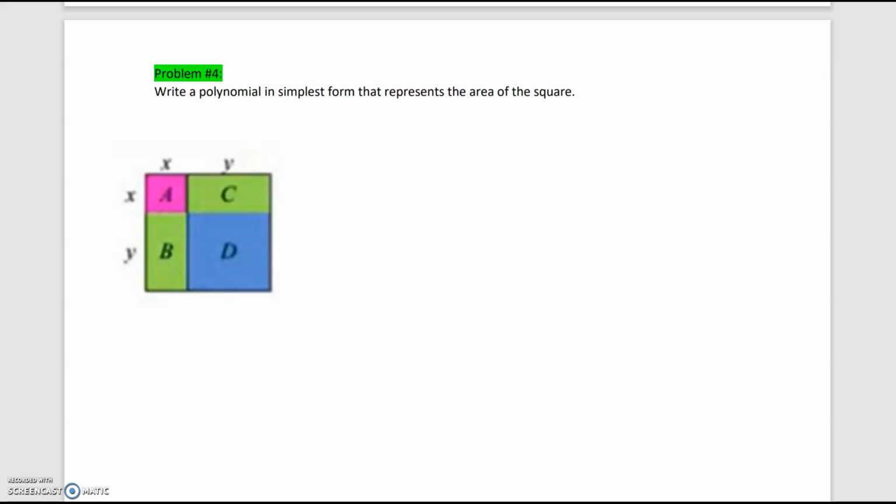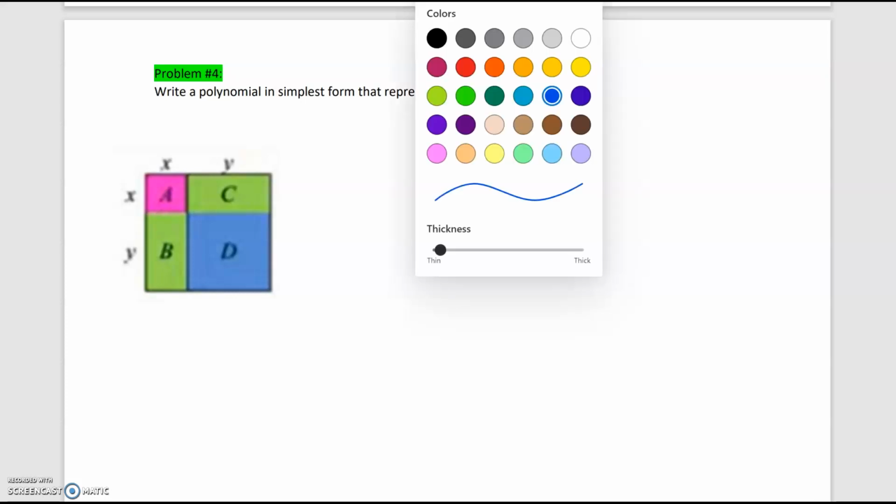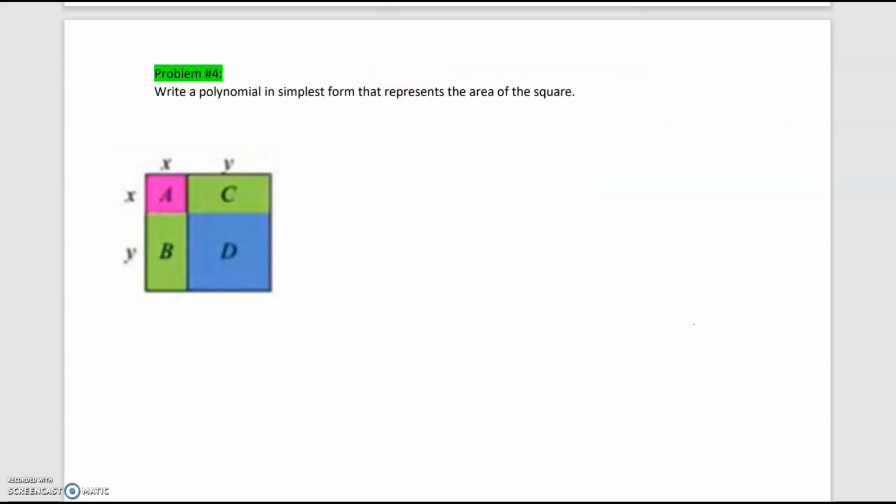Hi class, let's take a look at example 4. Now, example 4, they want a polynomial that represents the area of the square. They're referring to the largest square. And notice that the largest square is actually expressed in regions. So let me actually find the area of each region.